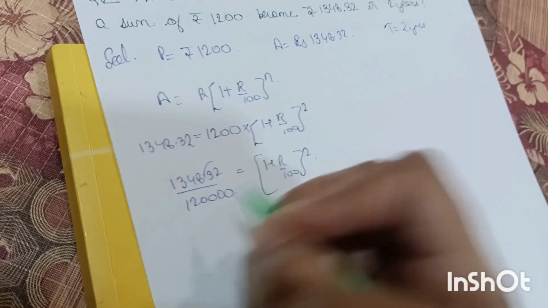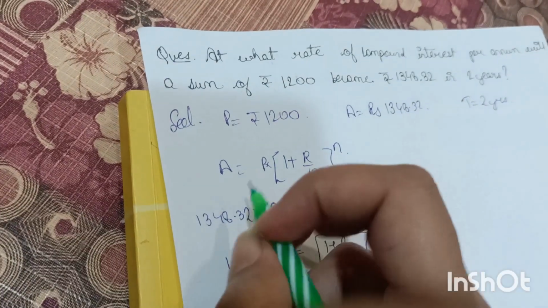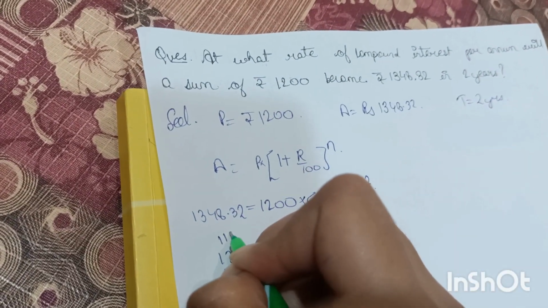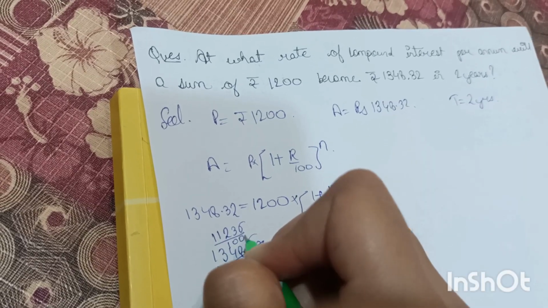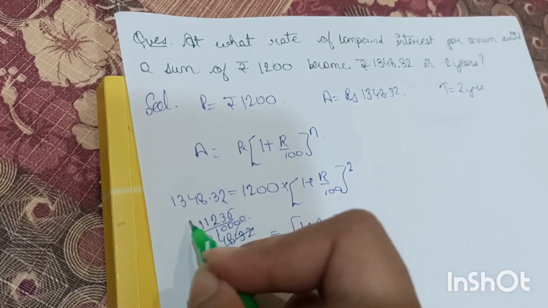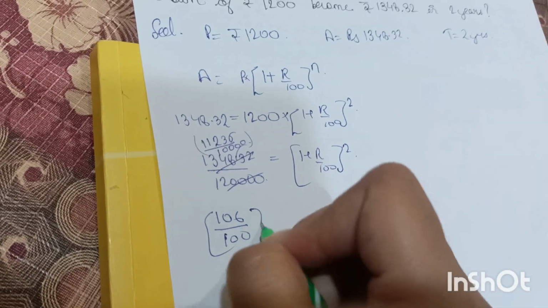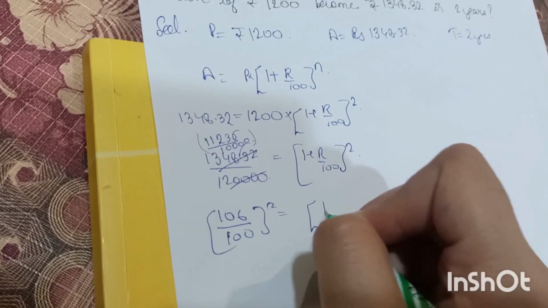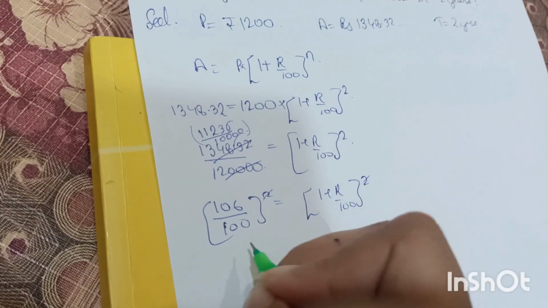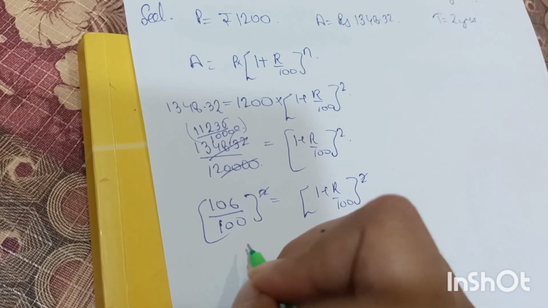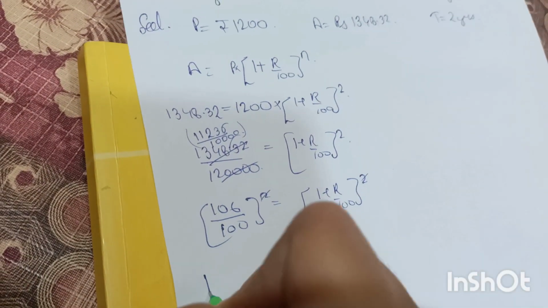So now you can solve it. When you cancel it out, you will get the value like this, 11236 upon 1000. So you can write this value like this, 106 upon 100 to the power 2. So you will get like this. Now you can see that this and this power will be cancelled out. So you will get like this. You can write this also like this.